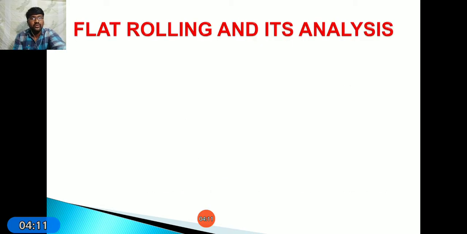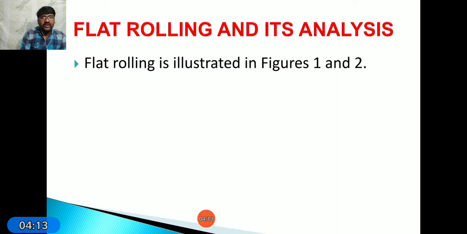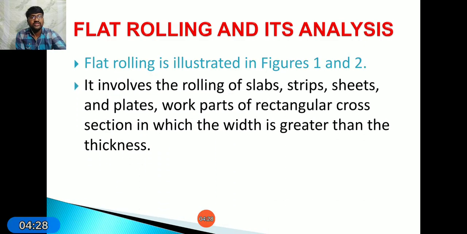Coming to flat rolling and its analysis. In flat rolling, illustrated in figures 1 and 2, up to now we discussed what the rolling process is, how the workpiece is carried between the two rollers, and the different parameters in the process. Next, it involves the rolling of slabs, strips, sheets and plates, workparts of rectangular cross section in which the width is greater than the thickness. We consider these as flats or slabs used in flat rolling.